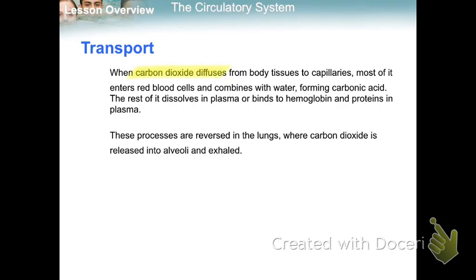When carbon dioxide diffuses from body tissues to capillaries, most of it enters red blood cells and forms carbonic acid. Some of it dissolves in plasma or binds to hemoglobin and proteins in the plasma. These processes are reversed in the lungs, where carbon dioxide is released into alveoli and exhaled.